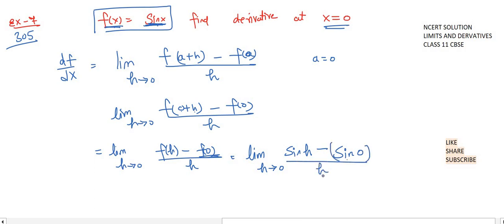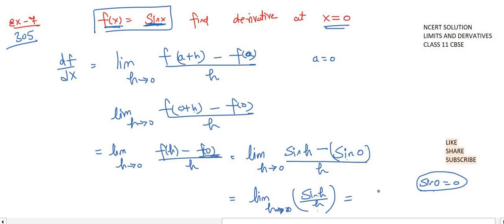What is sin 0? Everybody knows sin 0 is 0 only, correct? So this sin 0 we can just eliminate. So this will be limit h tending to 0 of sin h by h. And this is a limit formula: limit h tending to 0 of sin h by h is always 1. This is the formula. So this is your answer.